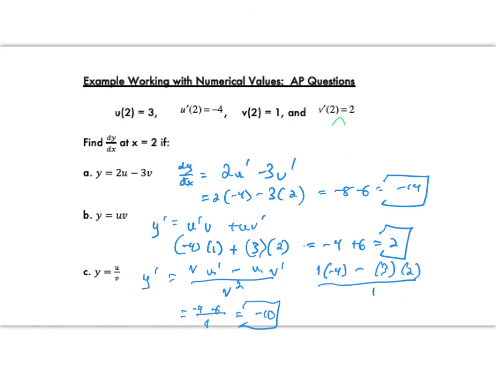Okay, now why did I go over these? Because this. Beware. It's probably going to be on the test. Don't say I didn't warn you.